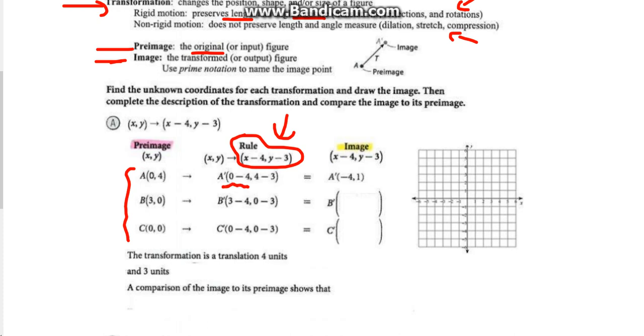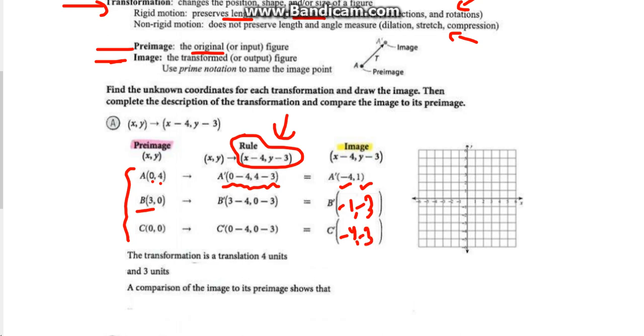So here's a description. The x value on A is 0, so 0 minus 4 is negative 4, and we have it here on the right. The y value on the A is 4. 4 minus 3, positive 1. So there we have it. Now next we have the B. 3 minus 4 is negative 1. 0 minus 3, negative 3. Next, 0 minus 4, negative 4, and 0 minus 3, negative 3.